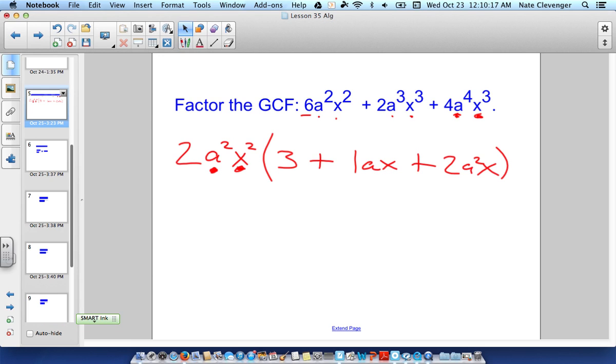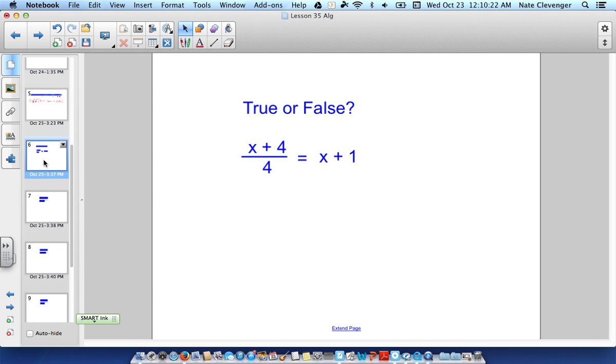The next type of problem that we're going to be looking at is something like this. My question, if I was here, I'd want to hear what you had to say, and we'd argue and discuss it and stuff, is this question of, is x plus 4 over 4 equal to x plus 1?